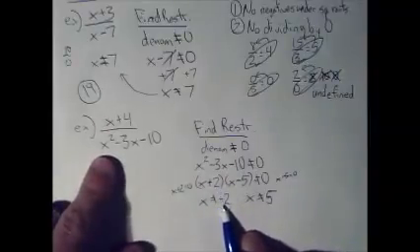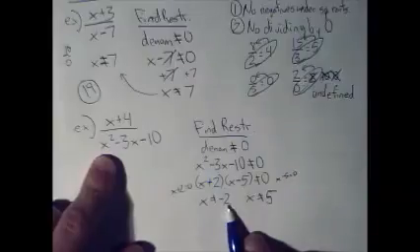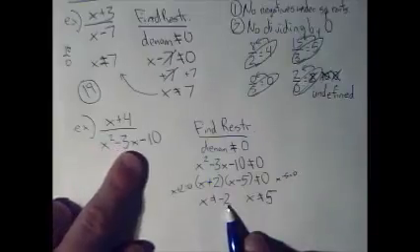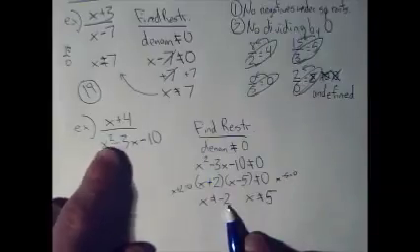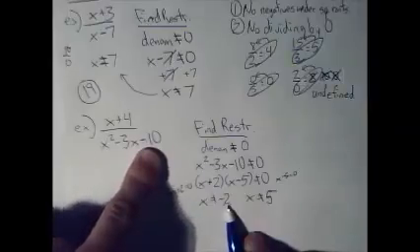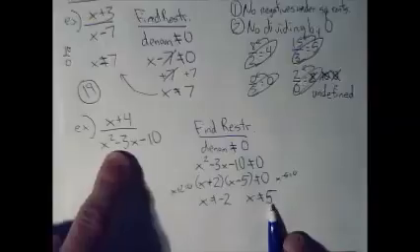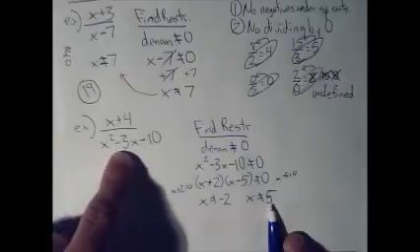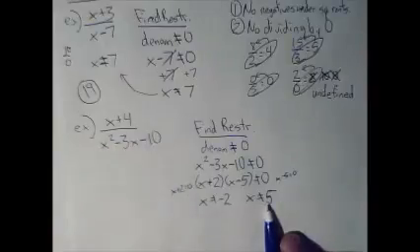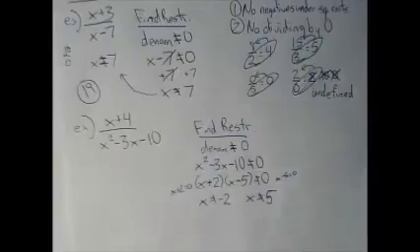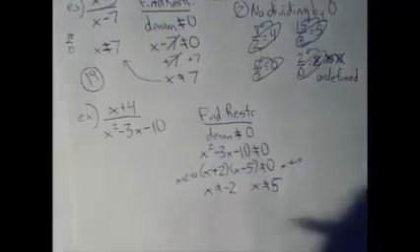But check what happens when I plug those in. Negative 2 squared is a positive 4. Negative 3 times negative 2 is a positive 6. Plus 4 is 10 minus 10. That gives me 0 in the denominator. 5 squared is 25. 5 times 3 is 15. 25 minus 15 is 10 minus 10. That gives me 0 in the denominator. Here are my two restrictions. Separate them with a comma.